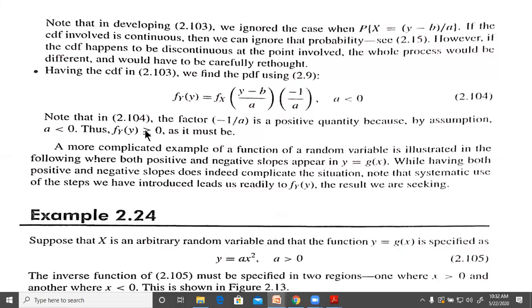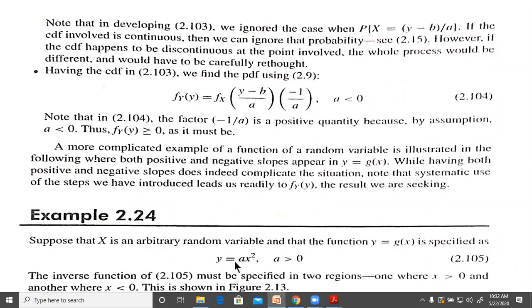So thus f_Y(y) is always greater than or equal to 0, as it must be, because the PDF is always positive. So let us take one more example over here. Suppose that X is an arbitrary random variable, and that we take Y equal to g(X) in the form of Y equal to aX square, where again we take a to be positive. Then the inverse function of this must be specified in two regions, one for x greater than 0 and another for x less than 0.